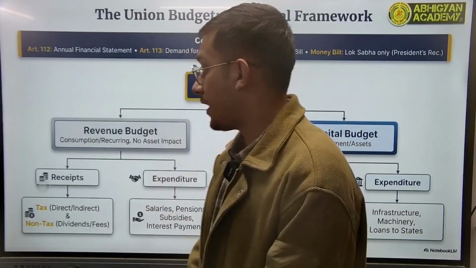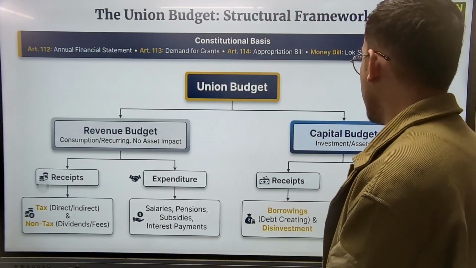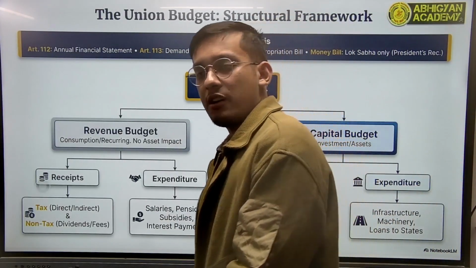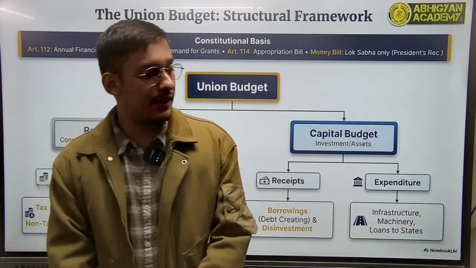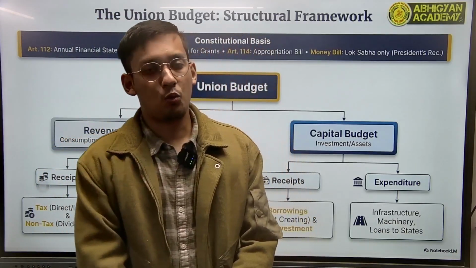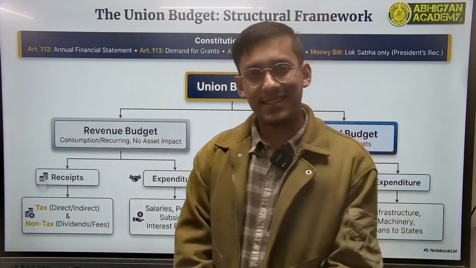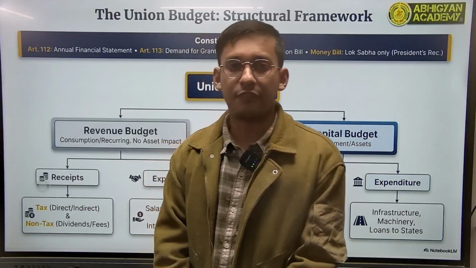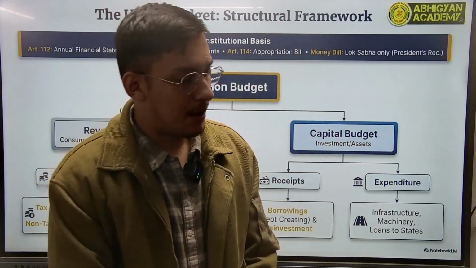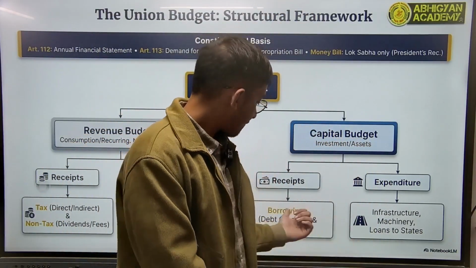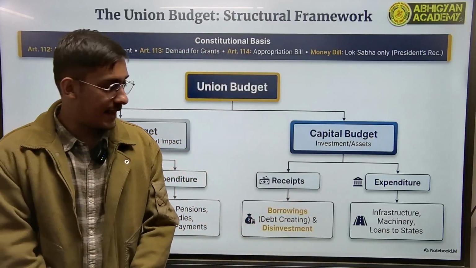Finally, we have the union budget. In the union budget, we have revenue budget and capital budget. In revenue budget, we have to remember that neither the assets nor the liabilities are affected. Whereas in capital budget, assets and liabilities are for sure affected, right?